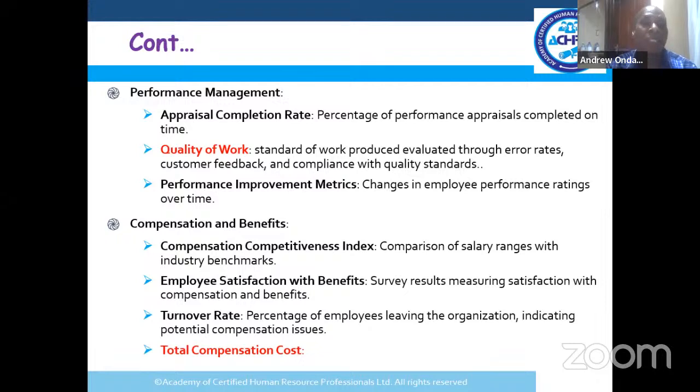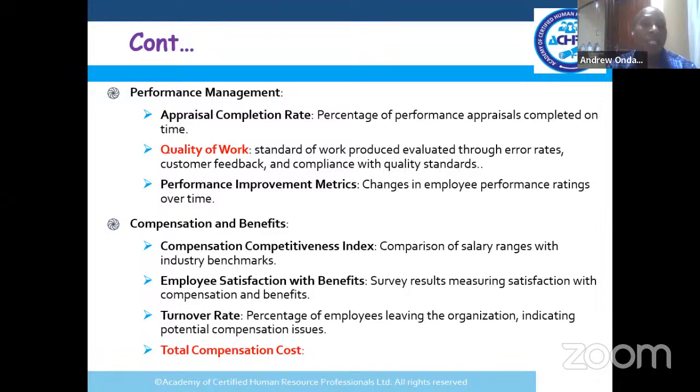We measure performance in terms of quality related to several things. One, the error rates. What are the mistakes that people are making, which may affect the quality of products? We also get customer feedback, which is in the form of complaints or even commendations. The other one is the area of compliance with the quality standards that we have set for ourselves. So when we are measuring quality in HR audit, we are looking at some of these areas: the errors that are made, customer feedback, whether positive or negative, and the element of compliance.